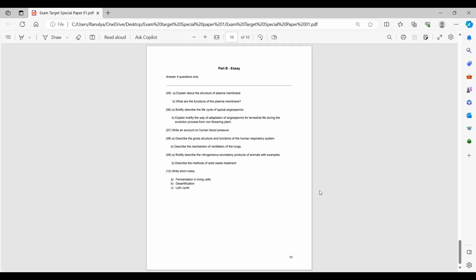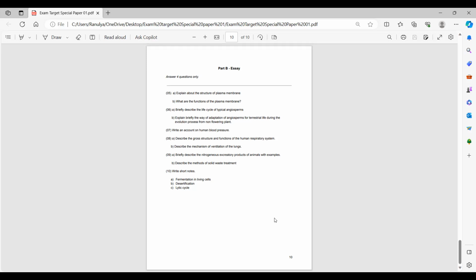Next point. It is mainly composed of phospholipids and proteins. Plasma membrane is about 7 nanometer thick. Phospholipids are mainly made up of phospholipid bilayer. Phospholipids are amphipathic molecules.